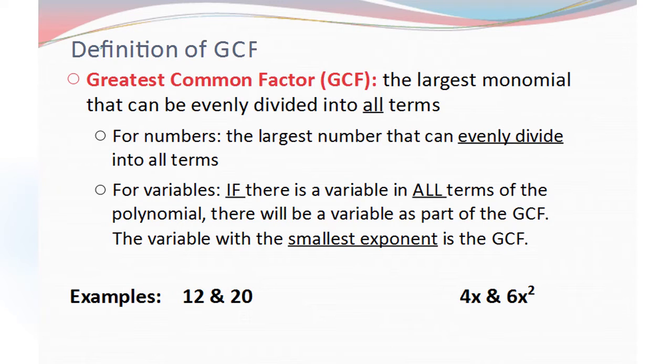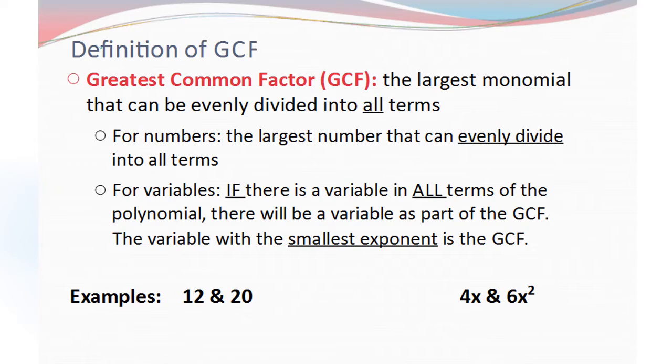If there are variables present, then it's if that variable is present on all of the terms in your polynomial. For example, if they all have x to some power, then the variable in the GCF will be the smallest exponent that they all have in common.